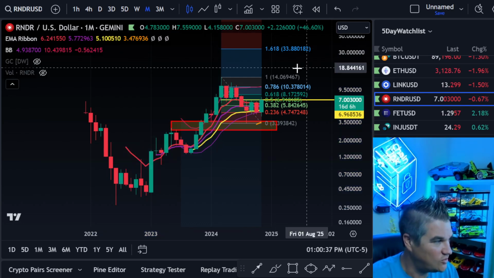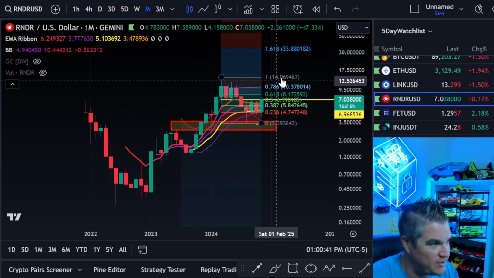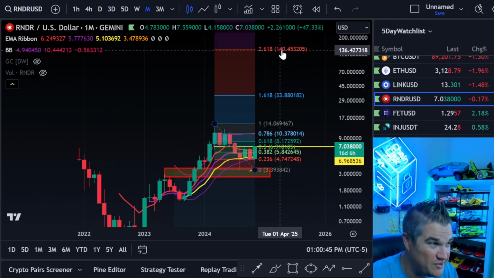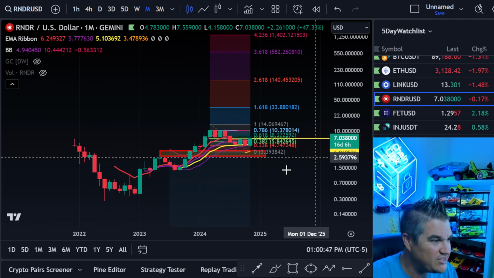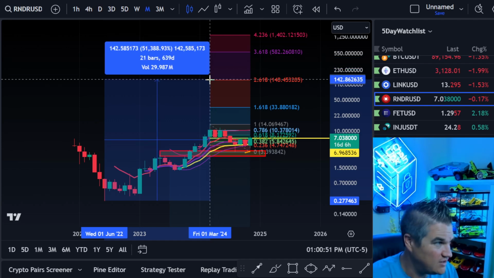So what about this macro trend? What if we only did the Fibonacci from here? Now, if you're just wondering, what's the 2.618, 140? Do I think we can get up there? That'd be pressing our luck. It'd have to be one of the best performers ever, which could happen. But you're looking at 51,000%. You're looking at a 500 plus X. It's possible, but unlikely in my book.